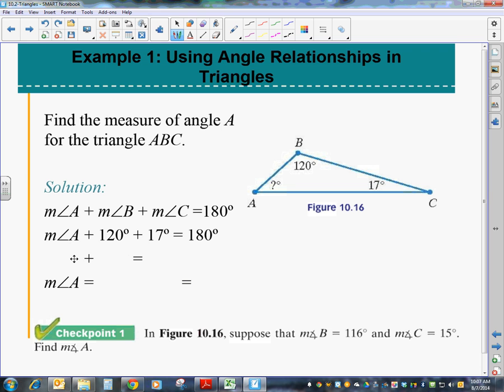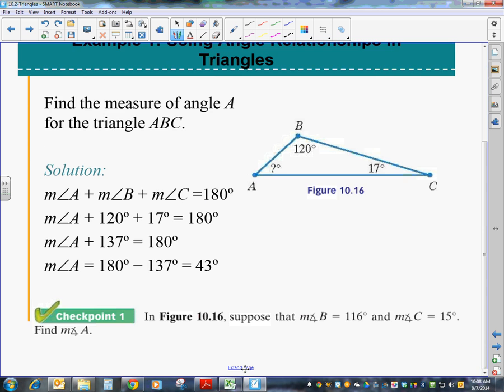So again, we carry down the measure of angle A, we combine these two and get 137, and we carry down 180. So if the measure of angle A plus 137 equals 180, then we know that 180 minus 137 is going to give us the measure of angle A, which is 43 degrees. So try one on your own if you want to pause, or you can continue to watch as I do the next one.